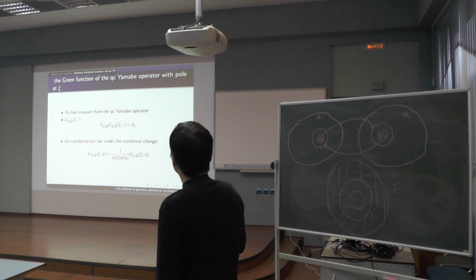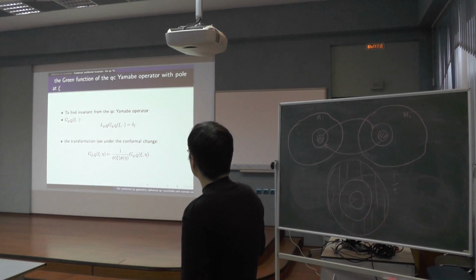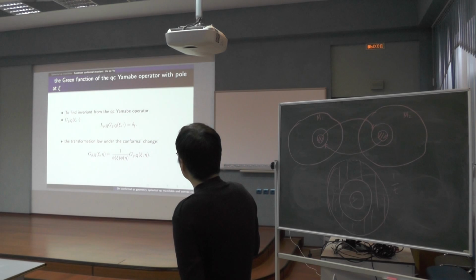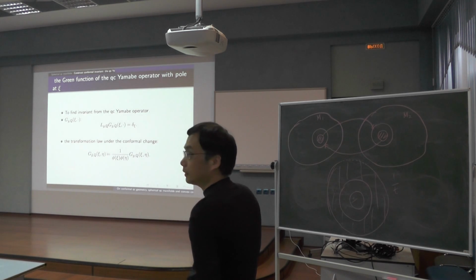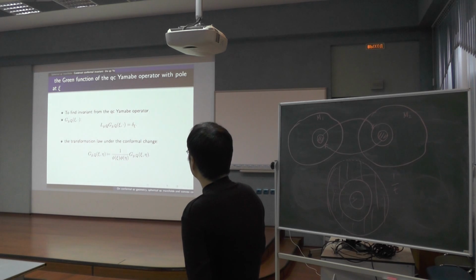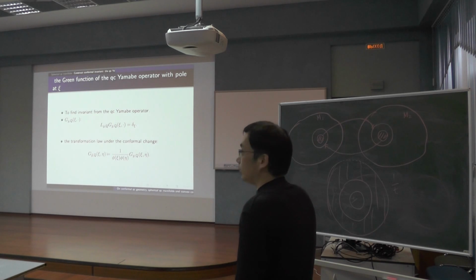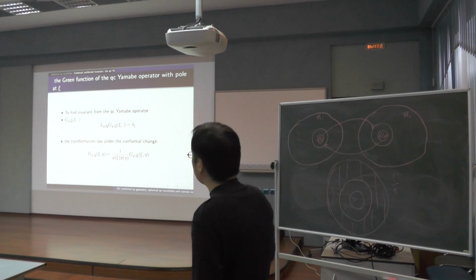So the capital G is the Green function of the QC Yamabe operator, which just means L acting on G equals the delta function at point xi. And if we transform the metric, the Green function changes very nicely in a simple way. G tilde equals G times a factor involving the conformal factor. So the Green function transforms in a very simple way.